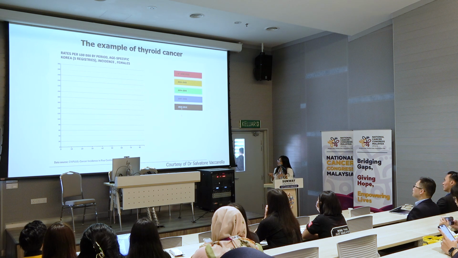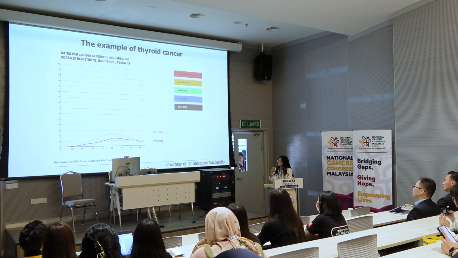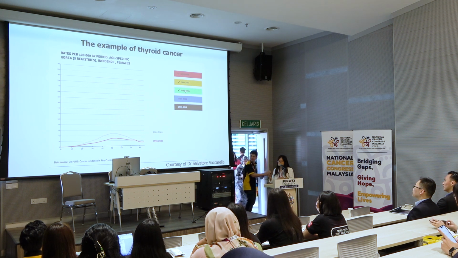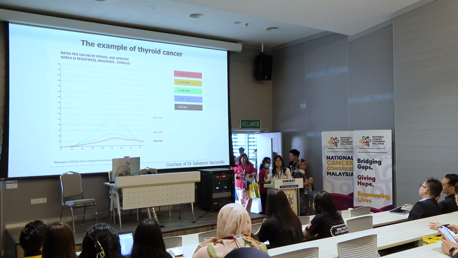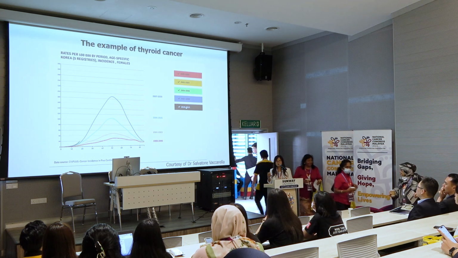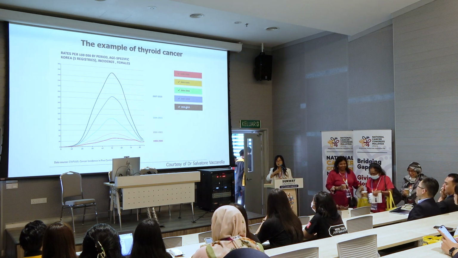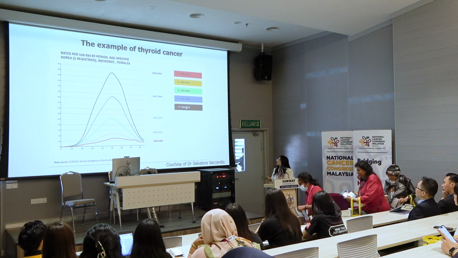This is the age curve of thyroid cancer. We can see that the age curves have been changing rapidly over time. We know that cancer is a chronic disease. It usually takes decades to progress, so it's very unusual to see abrupt changes in the age curves in just a few years.